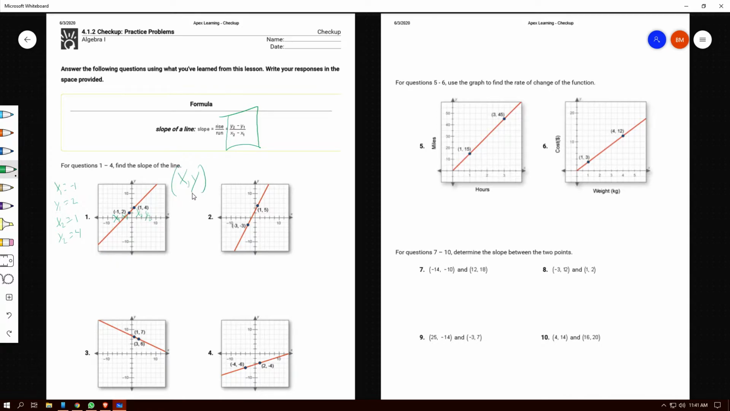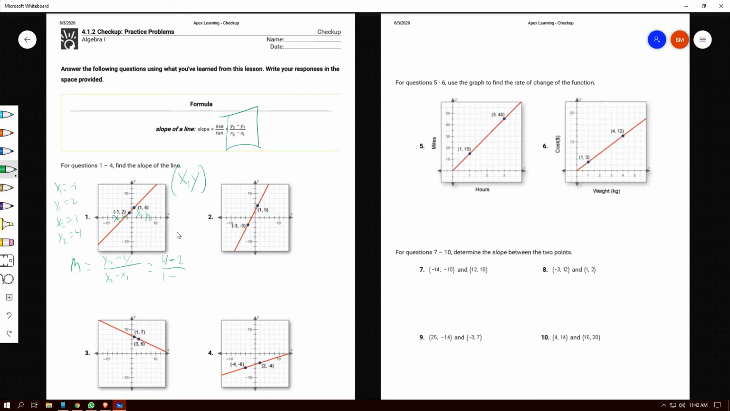All right, so come back here into my slope formula. I'm going to go ahead and write it down. I have slope equals y2 minus y1 divided by x2 minus x1. Now, what is y2? y2, I already have over there, 4, minus y1, which is 2. Then I have x2, which is 1, minus x1, which is -1.